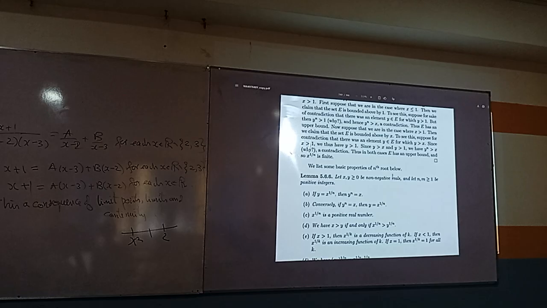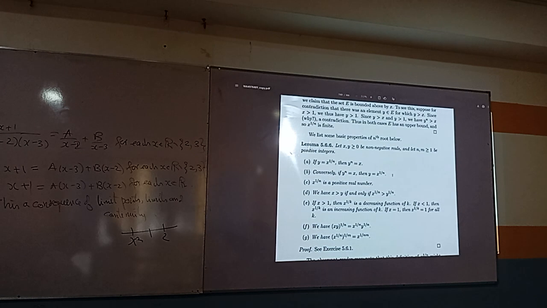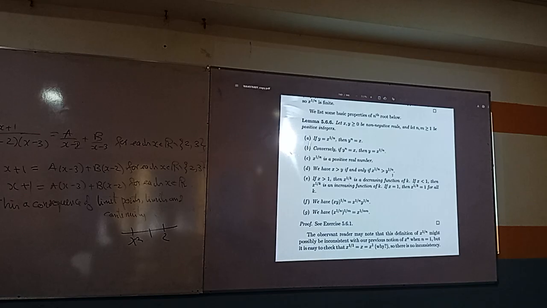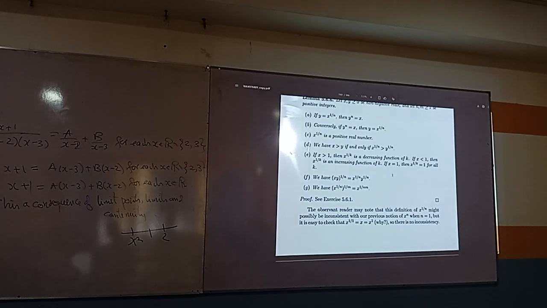Let x, y greater than or equal to 0 be non-negative reals, let n greater than or equal to 1 be positive integers. I am sure you can do it. Maybe the easiest exercise, no? That's the easiest way if you cannot do it. I make a joke also about this when I teach in the universities. I give you hard problems that I cannot solve. I solve easy problems of the world.